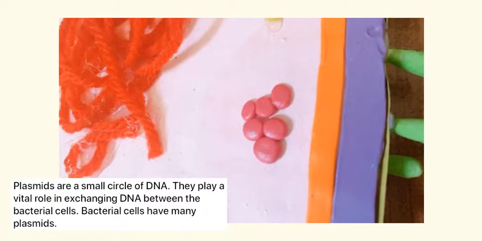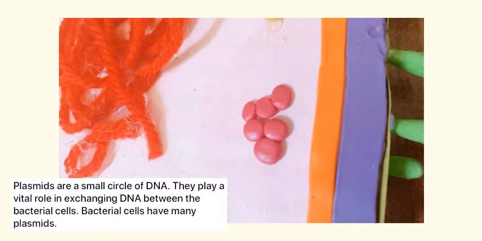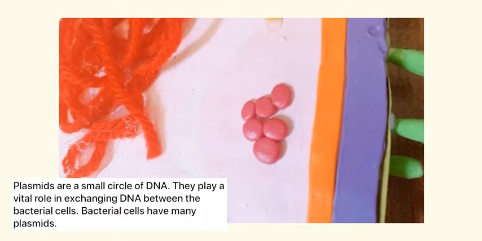Plasmids are a small circle of DNA. They play a vital role in exchanging DNA between the bacterial cells. Bacterial cells have many plasmids.